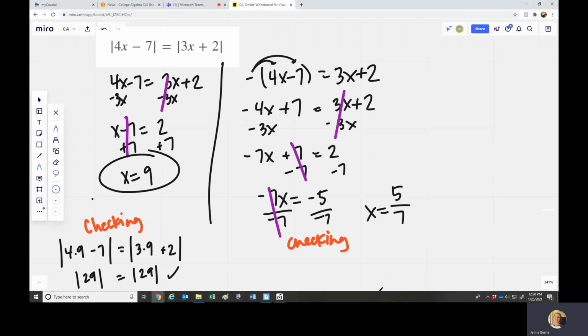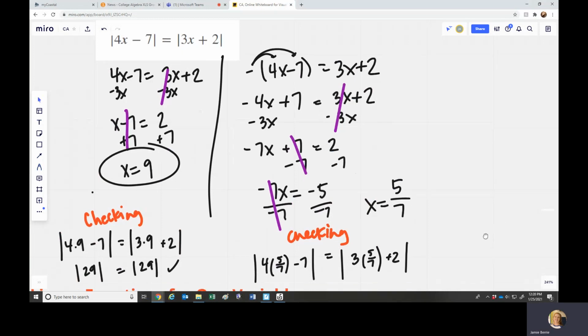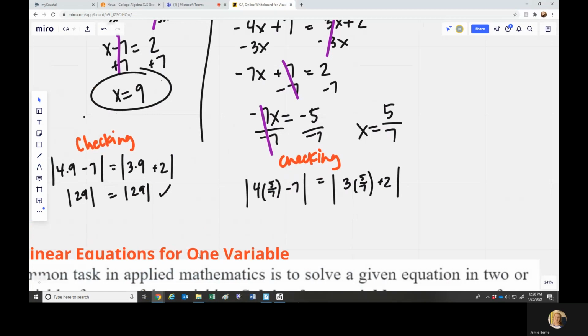All right, let's check 5 over 7. Plugging it in up here: the absolute value of 4 times 5 over 7 minus 7 equals the absolute value of 3 times 5 over 7 plus 2. 4 times 5 over 7 is 20 over 7 minus 7. Actually, we're going to have to put that in our calculator anyway, so let's just do that whole thing in our calculator.